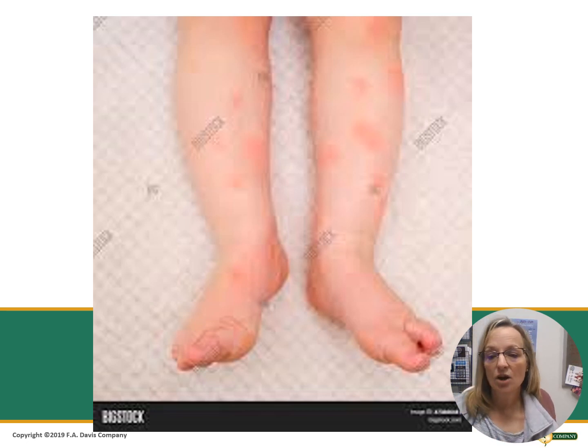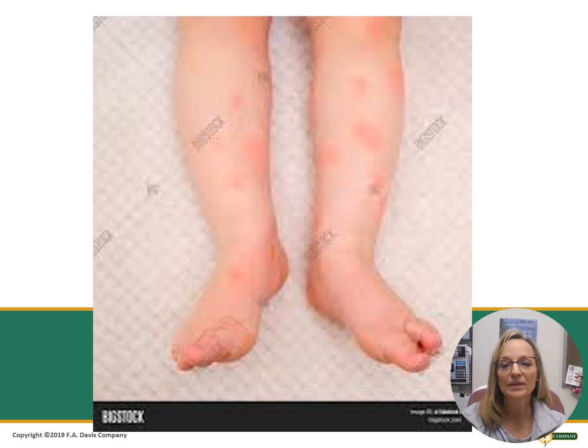If it's poison oak, ivy, or sumac, you're going to educate them to wash the area thoroughly with soap and water. This should be done within 15 minutes of exposure just to get those oils off of there. You're going to apply cool, wet compresses 4 times a day.